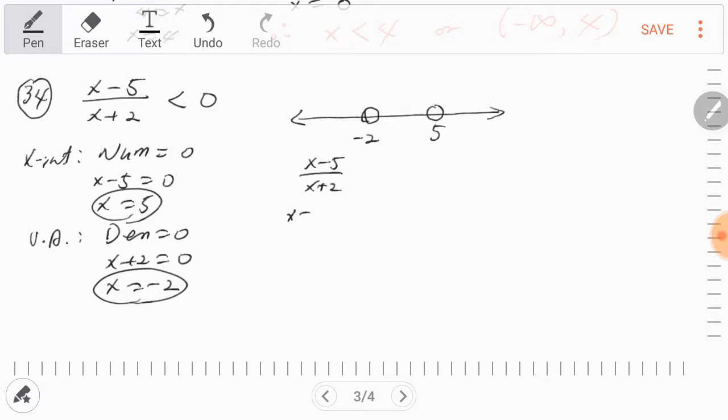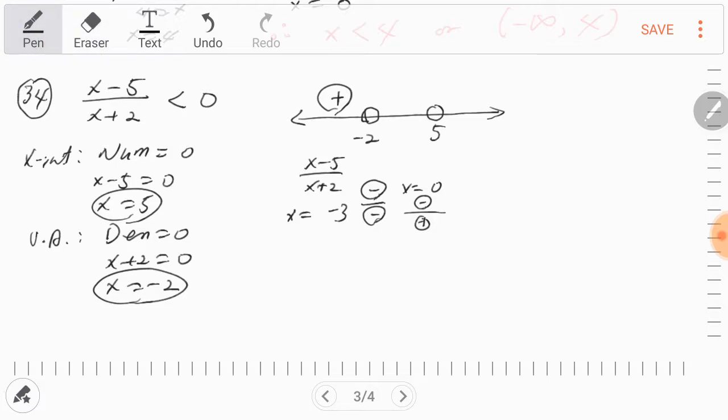So if x is less than negative 2, let's use negative 3. Then the sign is what? Negative 3 minus 5 is negative, over negative 3 plus 2, which is negative. So the sign is positive. Negative over negative is positive. Okay, how about between negative 2 and 5? Let's say x equals 0. Then 0 minus 5 is negative, and 0 plus 2 is positive. So this is negative.